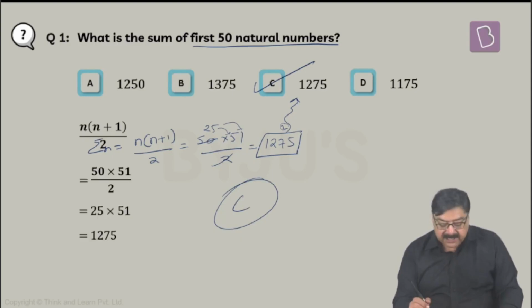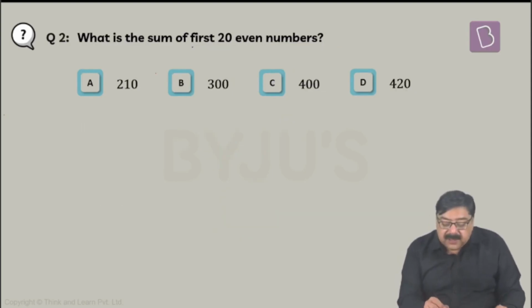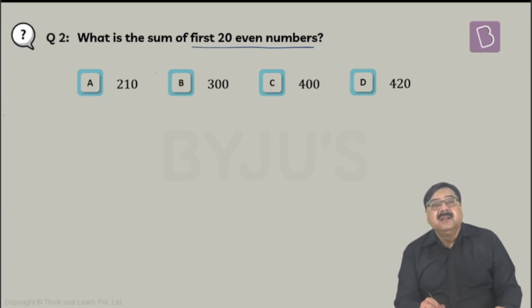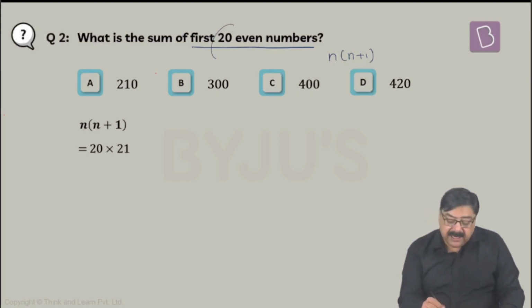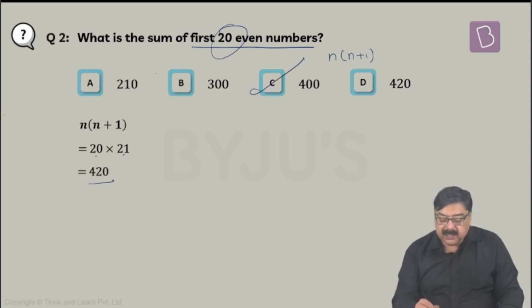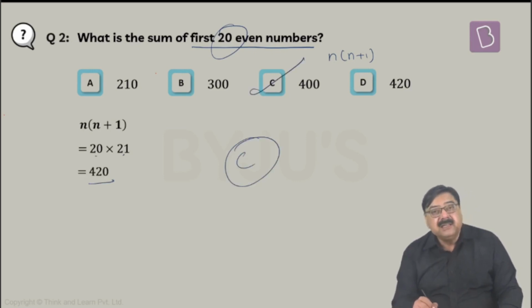Now the same thing can be seen here. Now what is the sum of first 20 even numbers? Now for that you know the formula n into n plus 1. That is the sum of first 20 even numbers. So the value of n here is 20. So 20 into 21, which is 420, given to us in choice C, which becomes the answer here.